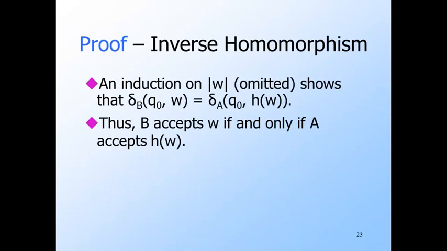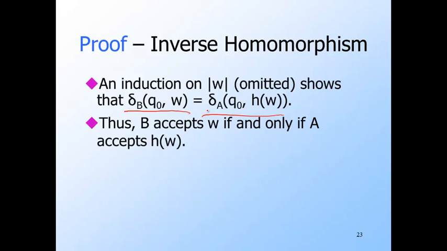We're not going to do the complete proof that regular languages are closed under inverse homomorphism. The heart of the proof is an induction on the length of w that says that w takes automaton B from the start state to state P if and only if the string h of w takes automaton A from the start state to the same state P. That's this equation.